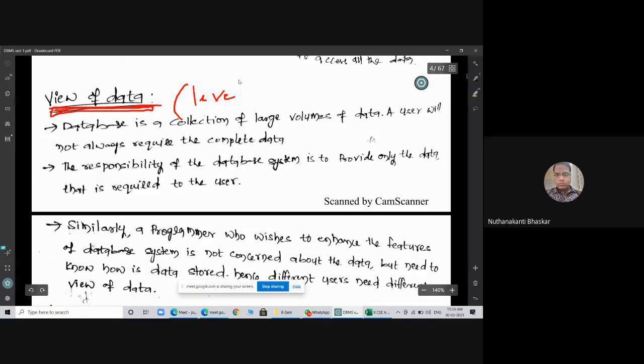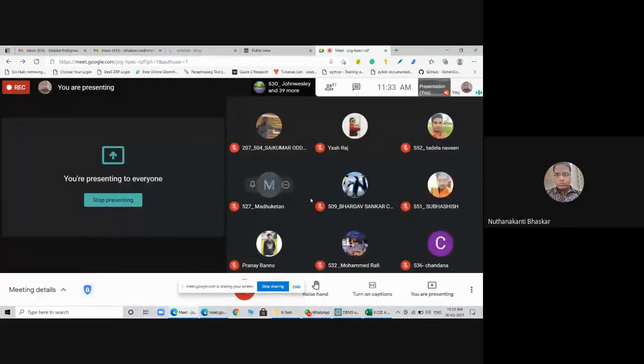In your syllabus, they mentioned the levels of abstraction. Please note it down. What is the intention of these levels of abstraction, or maybe the view of data? Before starting, I will ask some questions, and we must know why it is required in the database.